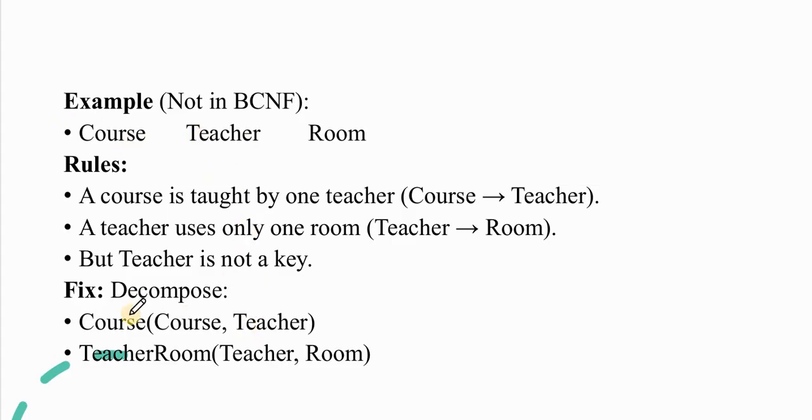So we can decompose it like course as a separate table, and teacher and room as a separate table. So course is having the course ID, and the teacher room table is having the teacher name and the room. So I can further divide like this. In this table course is going to be the super key, and in this table teacher is going to be the super key, right?